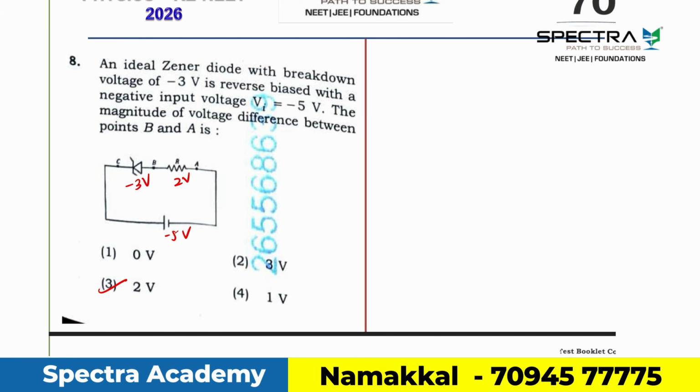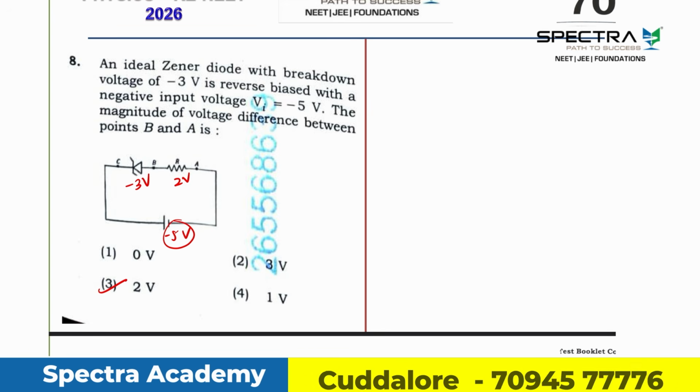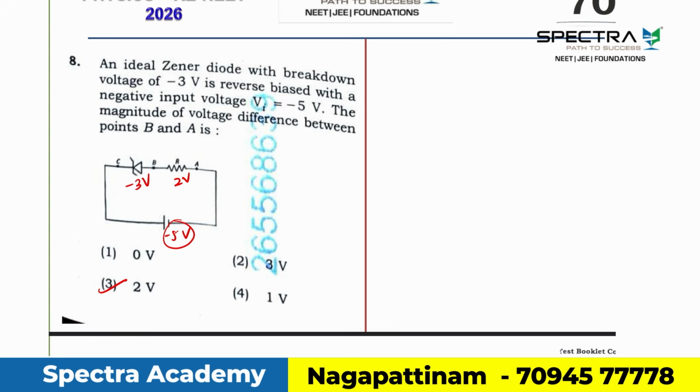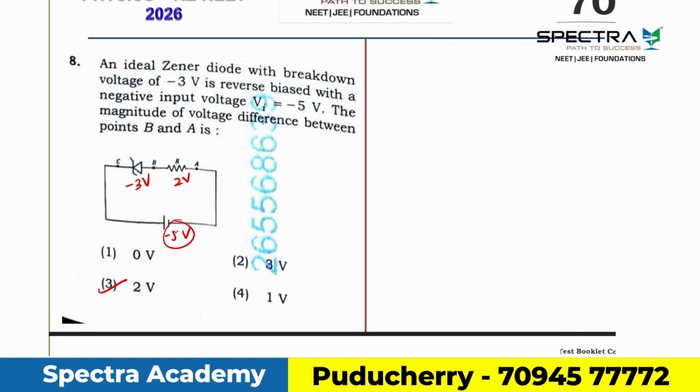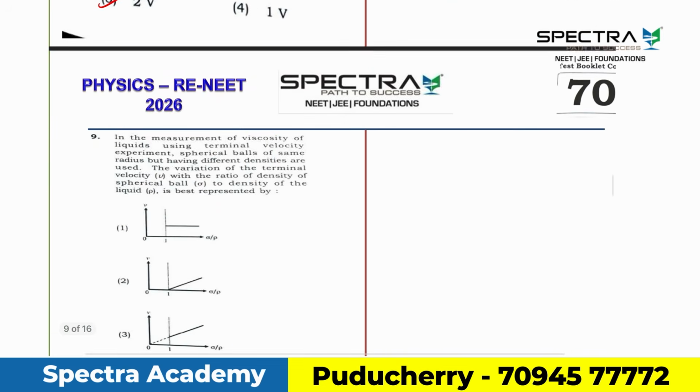If the applied voltage is less than the Zener voltage, the potential difference across the resistor will be 0 only. But here it is greater than the Zener voltage, so the voltage across the resistor will be 5 minus 3, which is equal to 2 volt. Third option. Next question.